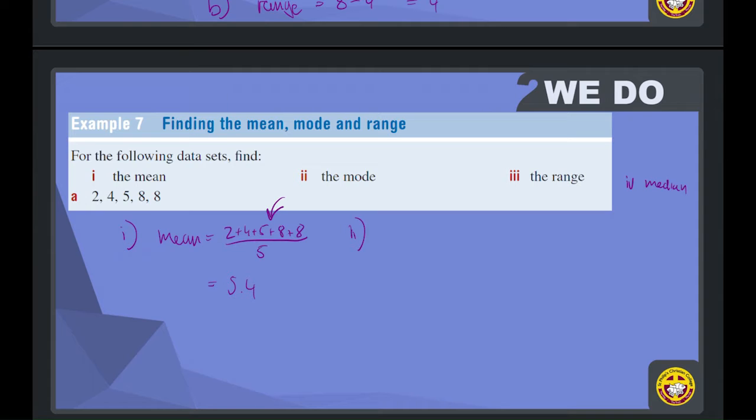All right, now the mode. Which one happens most often? MO, most. There are 2 8s. The range, remember, is the highest minus the lowest. So in this case, it's 6.